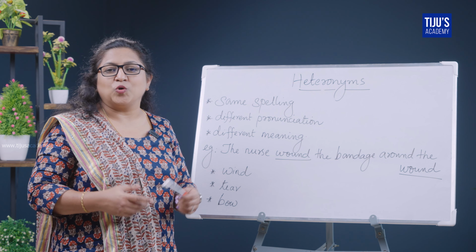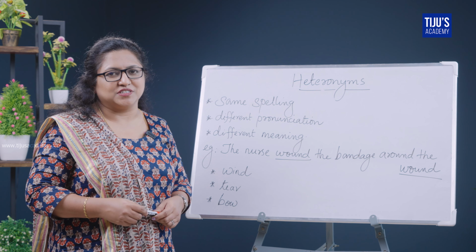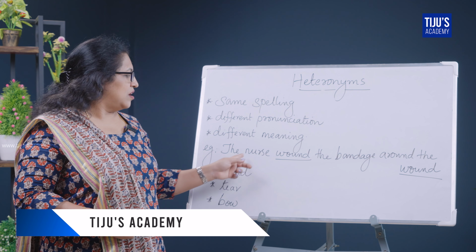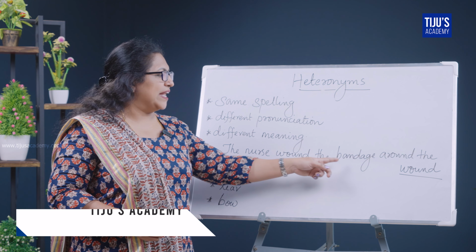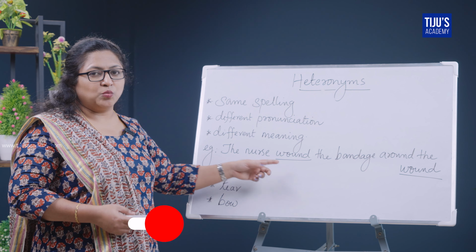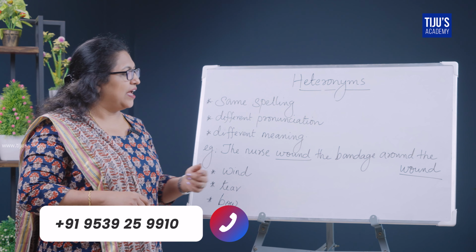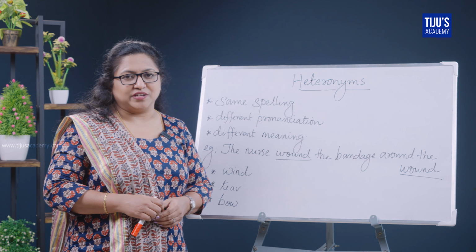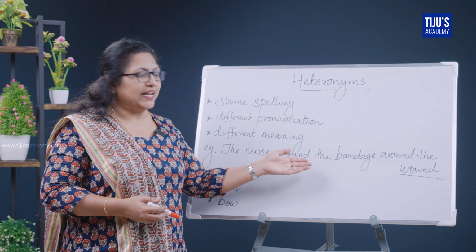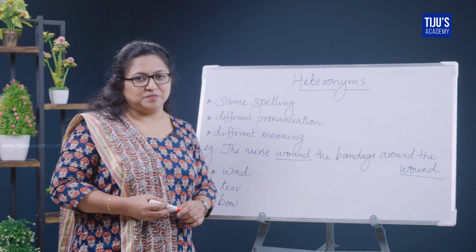So now we have the term heteronym. Like I mentioned earlier, homo means same, so hetero would be different. In this, we have the same spelling but different pronunciation and different meaning. Let's look at some examples. First, we have the nurse wound the bandage around the wound. This is wound, which means to go around, and this is wound, which is an injury. So let me repeat that. The nurse wound the bandage around the wound.